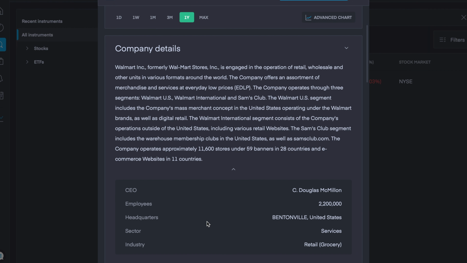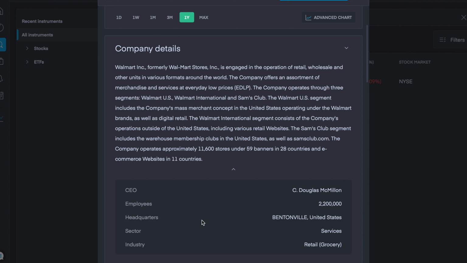The company that I'm adding here is Walmart, formerly known as Walmart Stores. It is engaged in the operation of retail, wholesale, and other units in various formats around the world. The company offers an assortment of merchandise and service at everyday low prices. And the company operates through three segments: Walmart US, Walmart International, and Sam's Club.